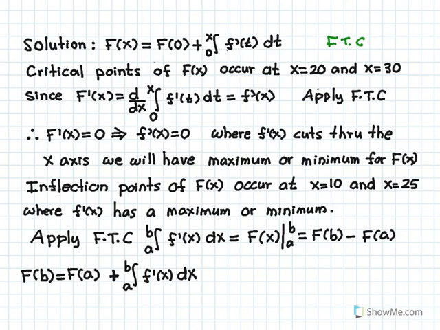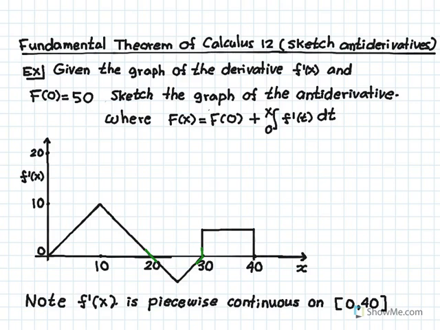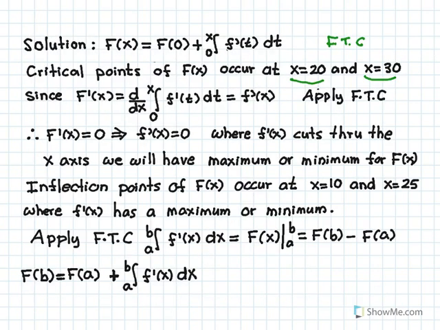How do we find the critical points of capital F of x? These actually occur at x equals 20 and x equals 30. And from the graph, you can see how the derivative graph cuts through the x-axis at x equals 20 and also at x equals 30. So we expect to have a maximum or minimum for the antiderivative.